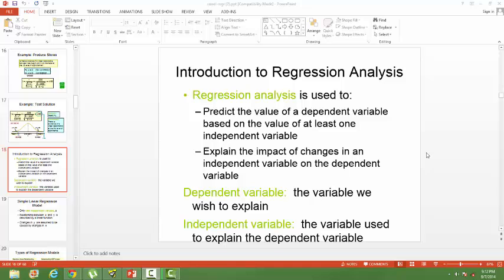Well, regression analysis is basically used to predict something by using something else, or you have information on one particular event and, using that event, you want to predict some other event. In terms of variables, you predict the value of one variable based on the value of at least one independent variable. What is an independent variable? You'll come to know that.